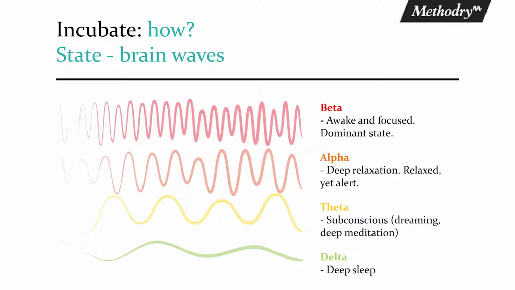We can look at this from the perspective of brain waves as well. Beta brain waves are when you're awake and focused, and that's your usual and dominant state. Alpha state is when you're in deep relaxation. You're relaxed, but still alert. Theta state is subconscious, so you're dreaming or you're in deep meditation. And finally, you've got delta state, where you're in deep sleep.